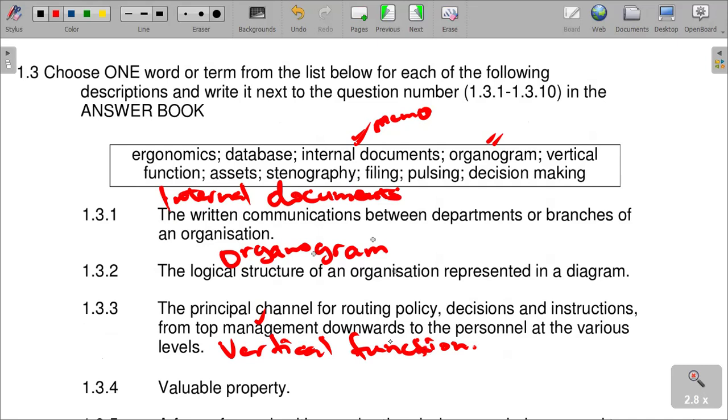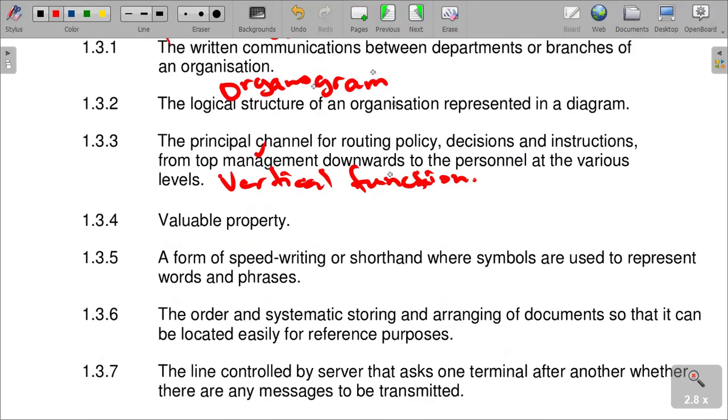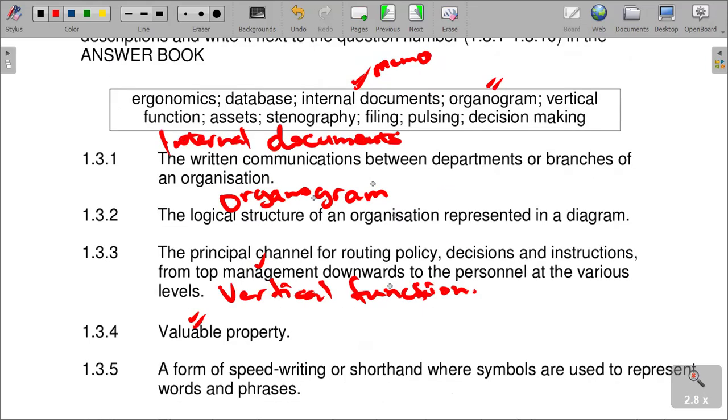Valuable property within an organization. When something is valuable, we say that these are organizational assets. Valuable property, valuable assets. We say that these are what is called assets. Something that has got value, something that can be disposed, something that can be sold in order for the survival or in order of raising cash. It can also be used as collateral security within an organization.